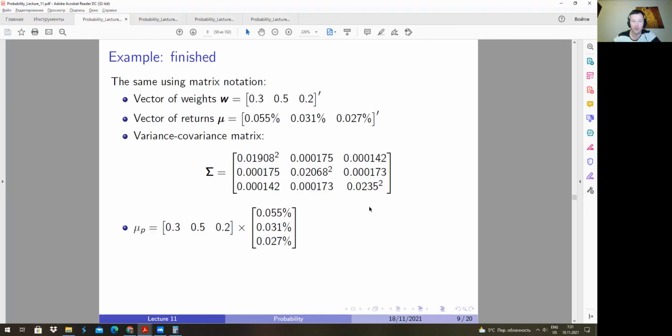So now, the expected return of my portfolio is simply the product of the transpose vector of weights, the row vector, and the column vector of the expected returns. Which, if you remember how we multiply matrices, is just 0.3 multiplied by this, plus 0.5 multiplied by this, plus 0.2 multiplied by this. That's simple.